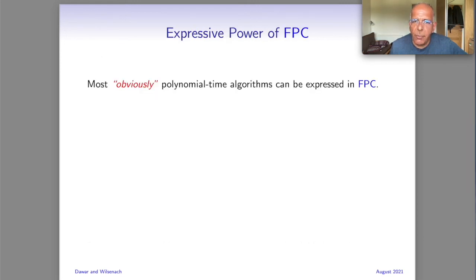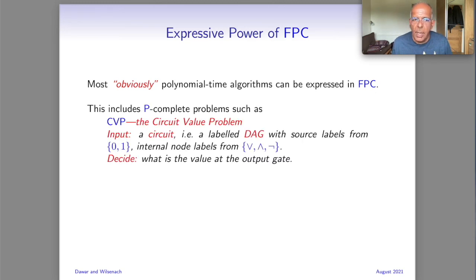Now, FPC is a very expressive logic. It turns out that many properties which are obviously polynomial time, you can just turn into FPC expressions. Like the property of having an even number of edges, you know, is obviously polynomial time, and the kind of obvious definition translates into FPC. And this already includes things which are, in some sense, as hard as they get inside P, P-complete problems, like the circuit value problem. You don't even need the counting for this.